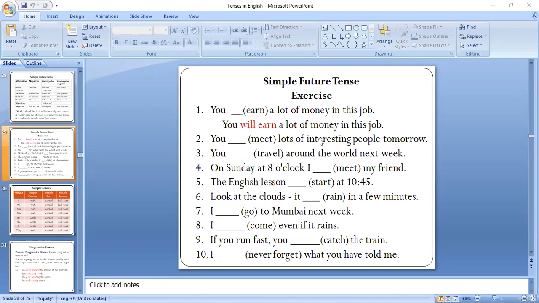The 10th sentence of the exercise is: I dash in bracket never forget what you have told me. I never forget what you have told me. So here in this example, I won't forget what you have told me.